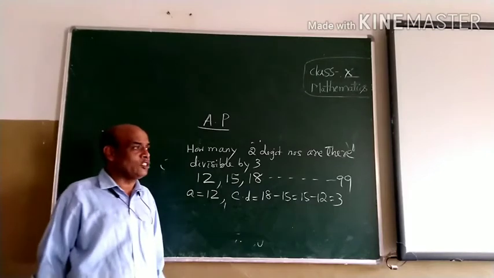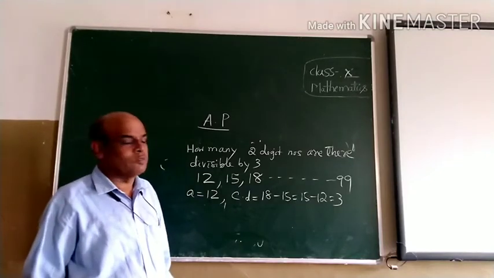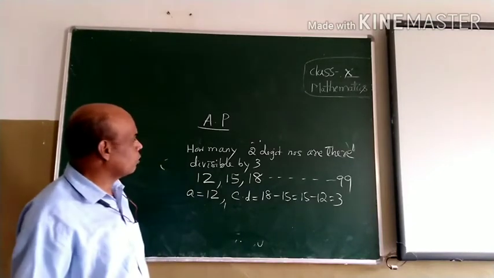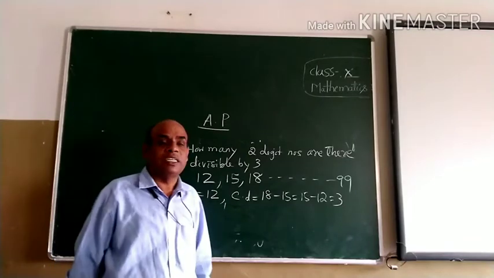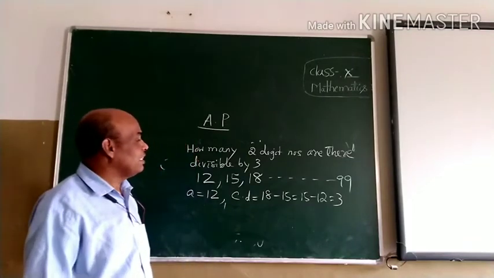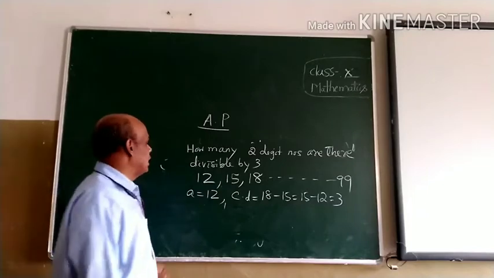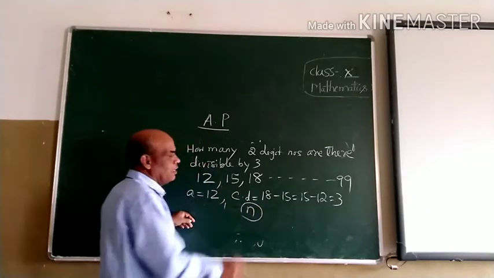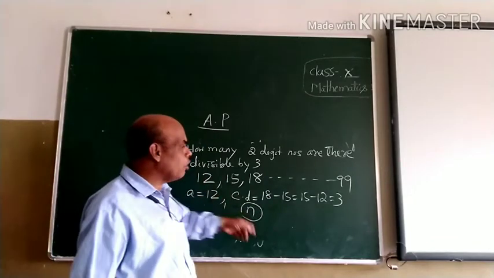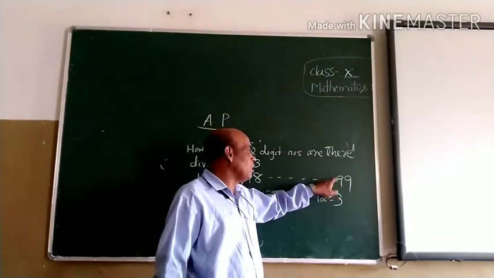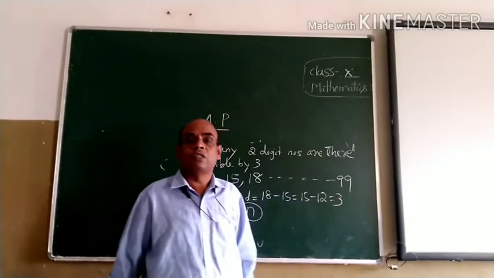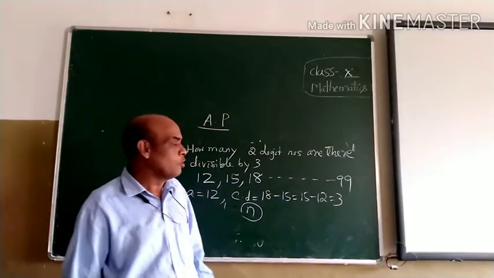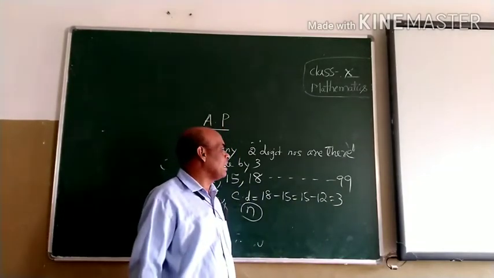So we can say assume the number of terms is n. It means in the sequence there are n terms. Total number of terms is n. So what is the value of the nth term? The nth term value is the value of the last term. What is given? That is given, 99.